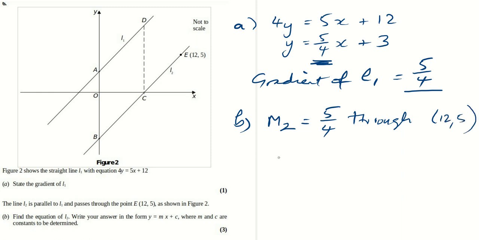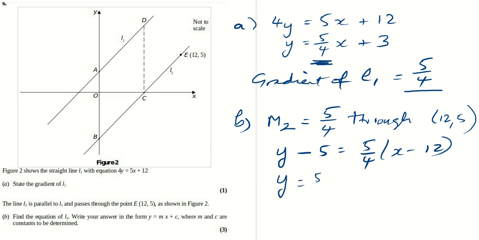So the best way to do it is, you can do y equals mx plus c, put your value of y and x in and work out what c is, that's fine. Or it's sometimes quicker just to do it using this method, y minus 5 equals 5 over 4 (x minus 12). Now we want it in the form y equals mx plus c, so we're going to have to multiply out the brackets on the right and add 5 to both sides.